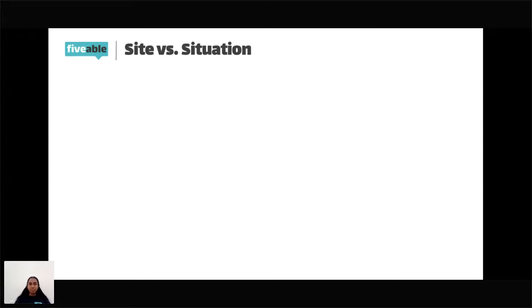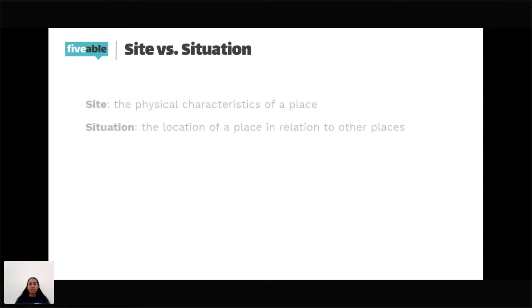So site is the physical characteristics of a place. That also includes its exact location, of course. This covers climate, any bodies of water that are nearby, topography, which is how the land is, and soil, vegetation, and altitude. And the situation is the location of a place in relation to other places. As Marcus said, it would be the surroundings.